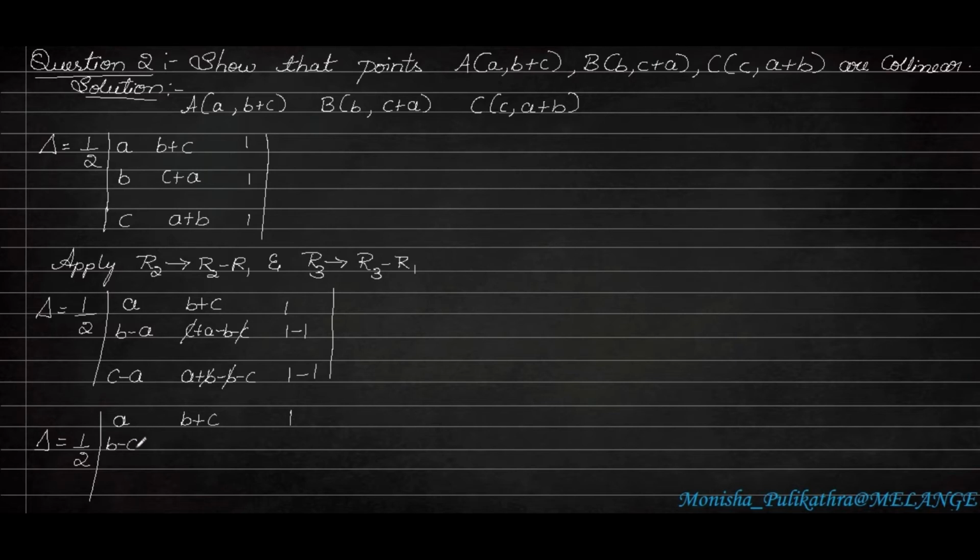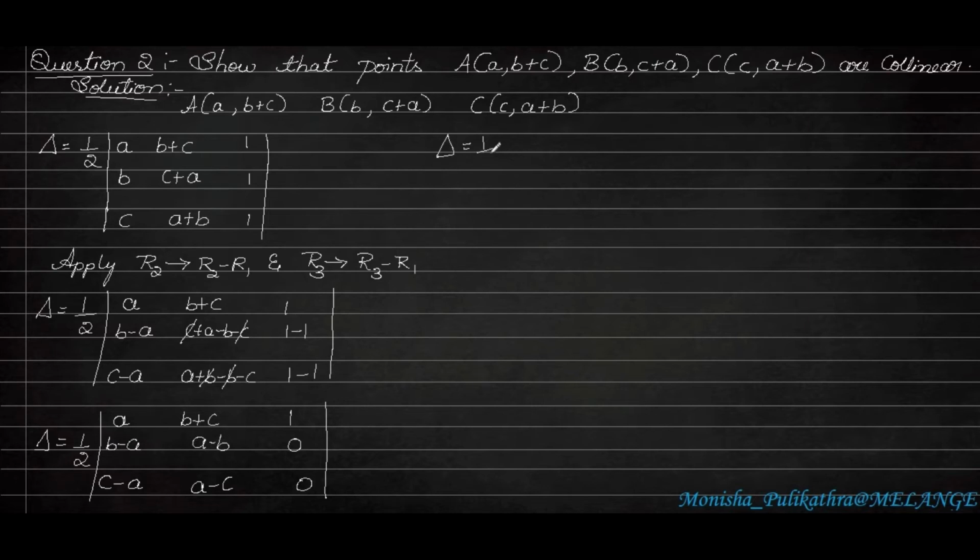Second row: b minus a, here a minus b, 1 minus 1 is 0. Here c minus a, minus c, and 1 minus 1 is 0. Here we have to take these elements either in a minus b form. Here it is b minus a and there a minus b, so we have to interchange any one.